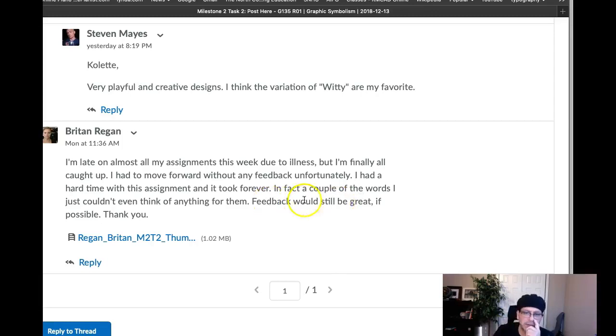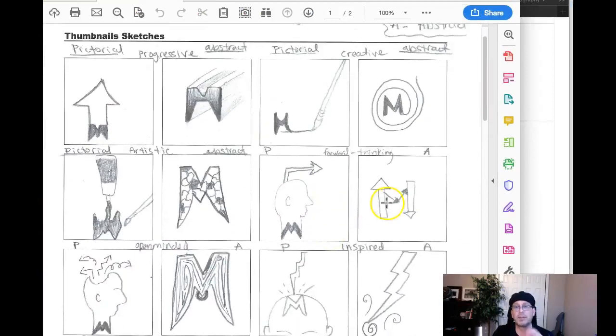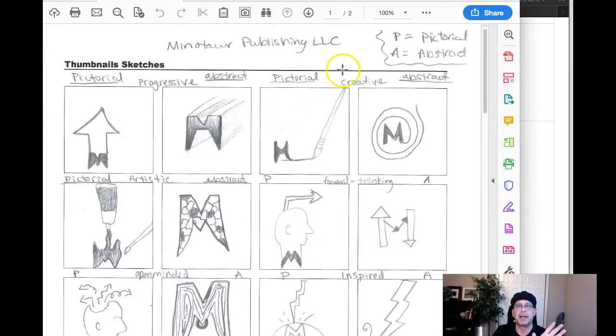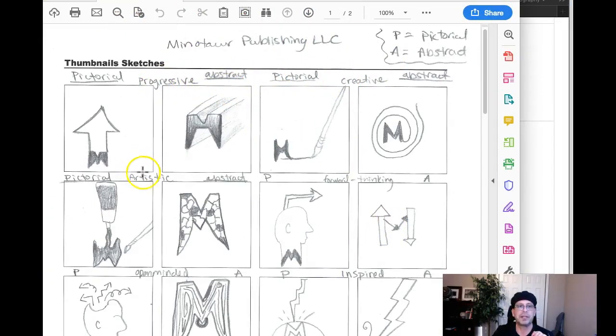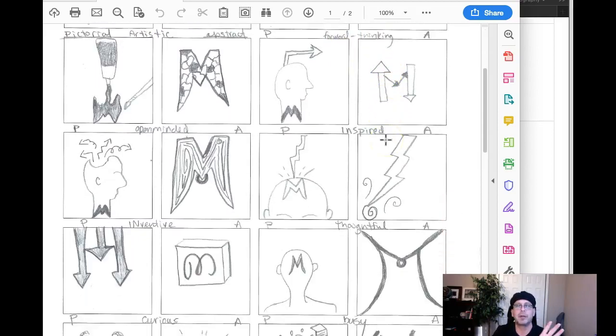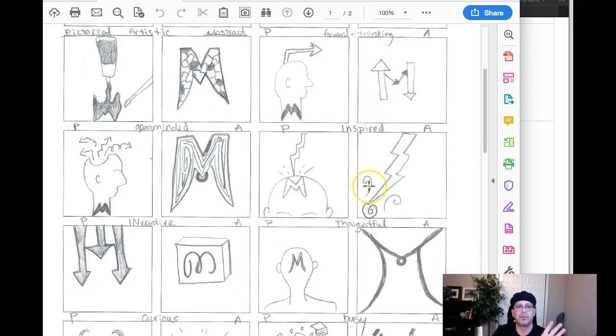Let's go ahead and take it. Also, since you had a couple of words that you couldn't think of, I'll help you with that. So let's go ahead and take a look. We get to the sketches, and I'm seeing good stuff here, right? You've got your client listed here. You've got your label, abstract, pictorial. That's fantastic. You have your words and your ideas, and that's great. So far so good.